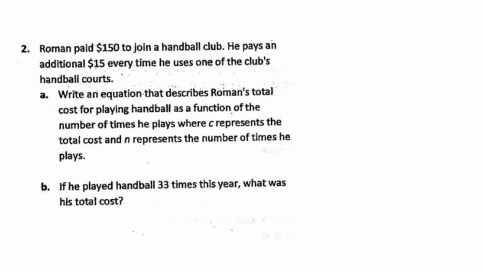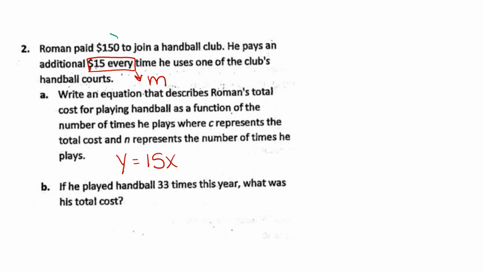Number 2, Roman paid $150 to join a handball club. He pays an additional $15 every time he uses one of the club's handball courts. So for letter A, we want to write the equation. Again, our key word is this word every, $15 every time. So that's going to be our 15x, our mx values.